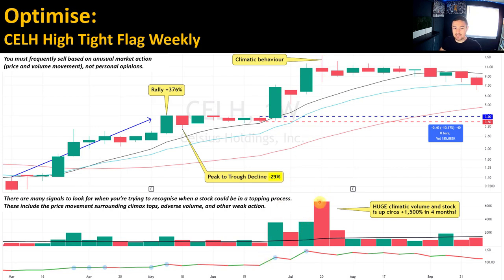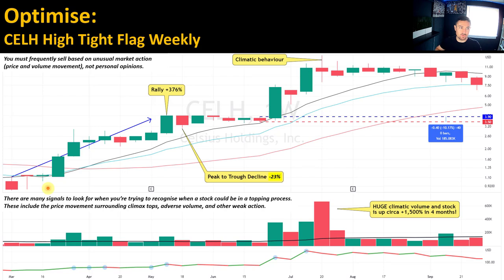Then you're seeing the highest volume come through after this high tight flag breakout, and it's 4 weeks after the breakout. Is this institutions accumulating or distributing? What do you think? The stock's up 1,500%, just broke out of this high tight flag 4 weeks ago. It's not happening towards the low when the stock's potentially in a phase one base or something like that. No, it looks like it's happening towards the top of a rally. So it's climactic behavior. So this is very important.